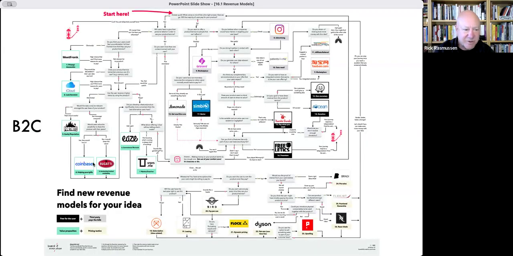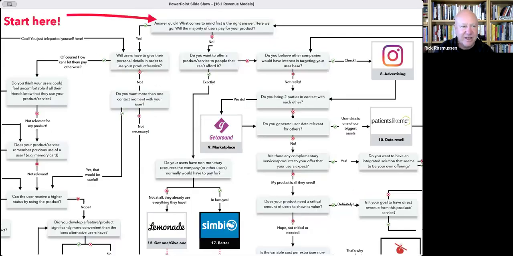And so this is the one for consumer. You ask yes/no questions, and it lands you on one of these slots. And those are specific revenue models that you can do. And so here we go. I won't go through the specifics, it doesn't matter. But it's a series of no, yes, in this case, questions. And this one will land us here. Note that I'll show you an advertising model. And it has the logo there of Instagram in this case.